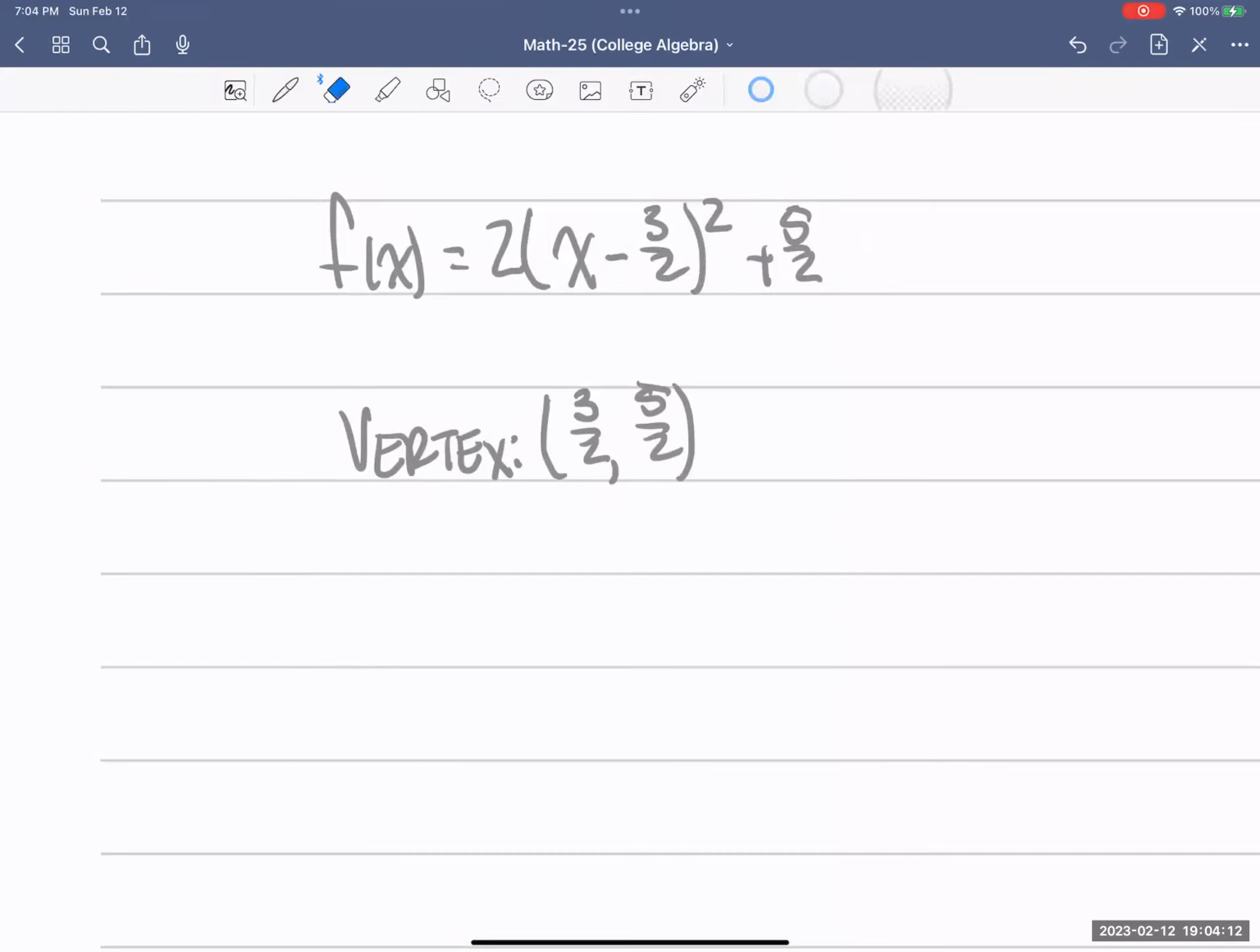And there we go. The two things that they wanted were our vertex and for us to have our function in vertex form.